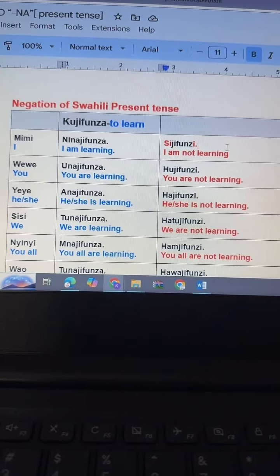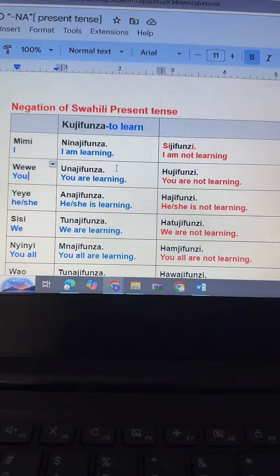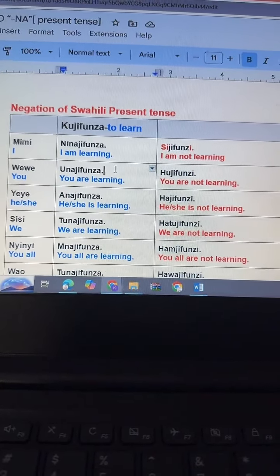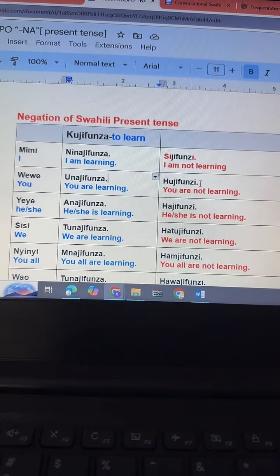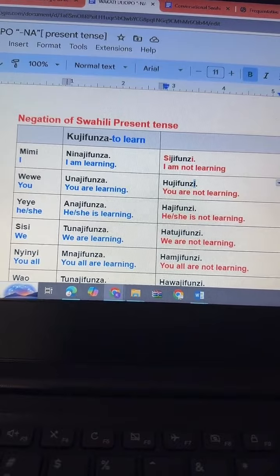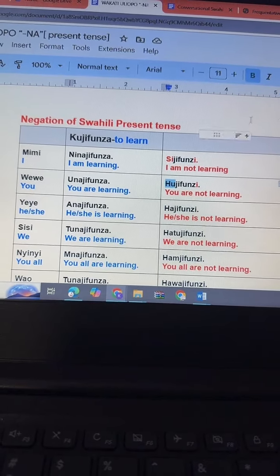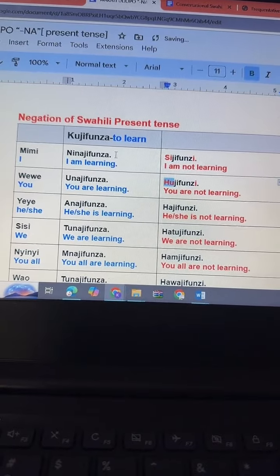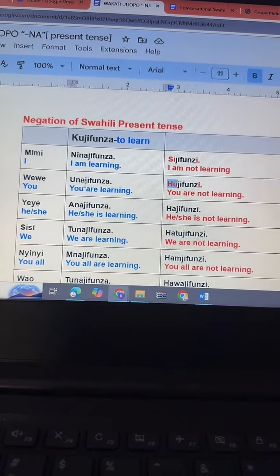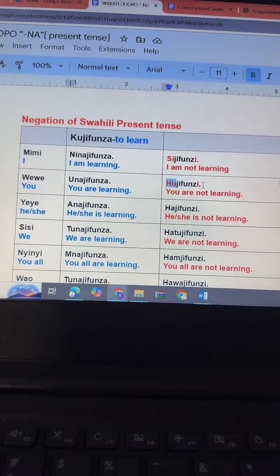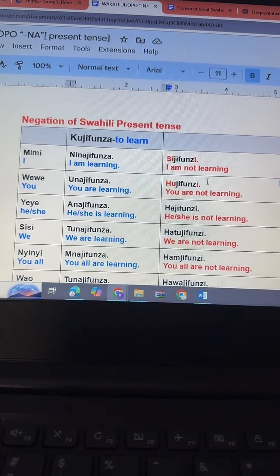Mimi sijifunzi. Now, next sentence is wewe, you. Wewe unajifunza, you are learning. How do we make this negative? We say wewe hujifunzi. Notice how we make the negative. If the verb is ending with an A, it will change to I at the end. Ninajifunza, I'm learning. Sijifunzi, I'm not learning. Unajifunza, you are learning. Hujifunzi, you are not learning. You see this ending with an I, I just marked with the red pen.